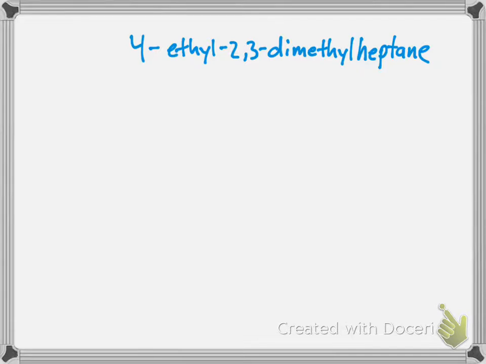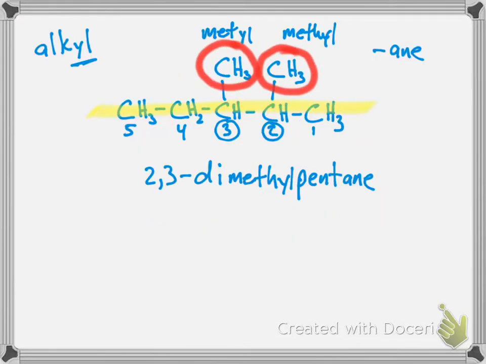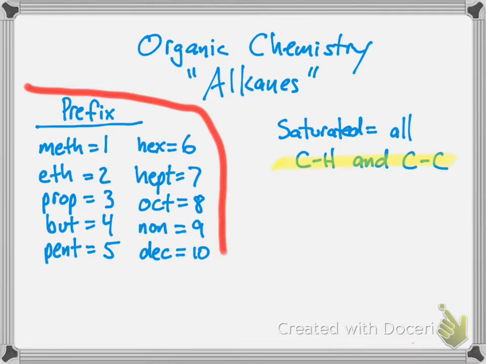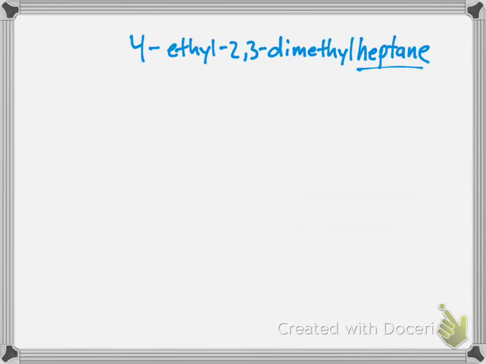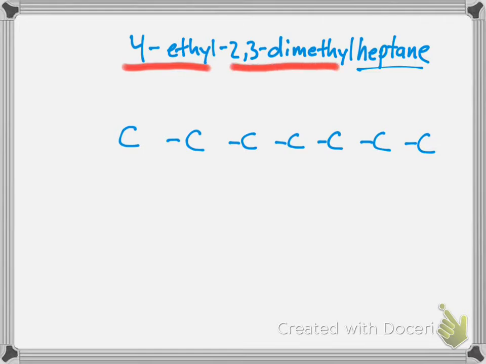Just start breaking it down. Start with the parent. So the parent is hept. So we look back, and the prefix for hept is 7. So we're going to draw 1, 2, 3, 4, 5, 6, 7 carbons. These carbons are going to be bound together here. And then we are going to include some substituents hanging off of here. So I have a 4 ethyl and 2 methyls.